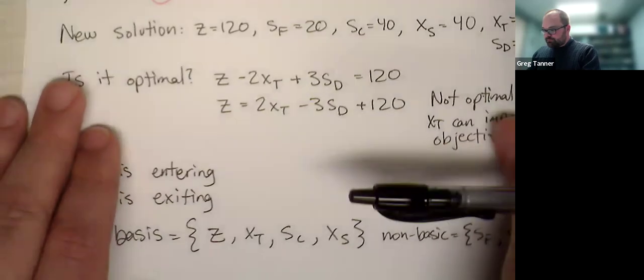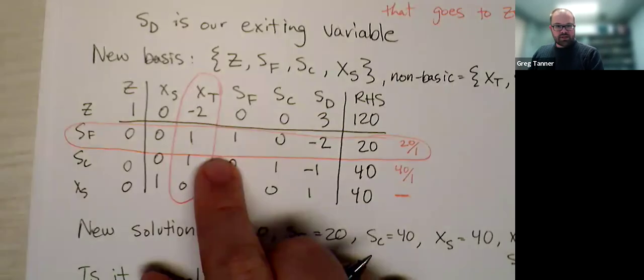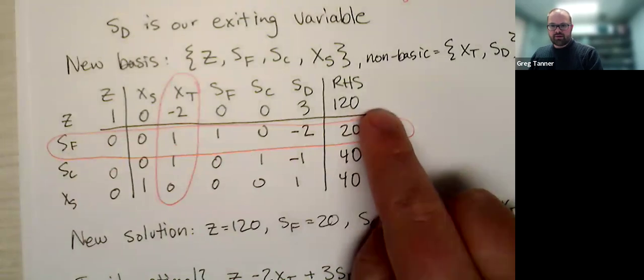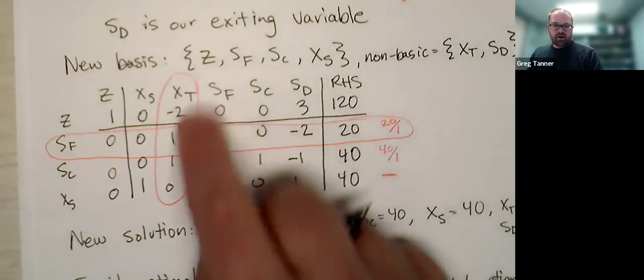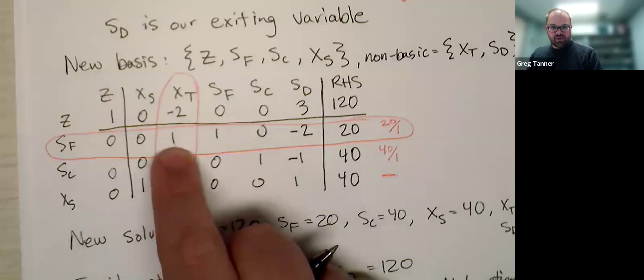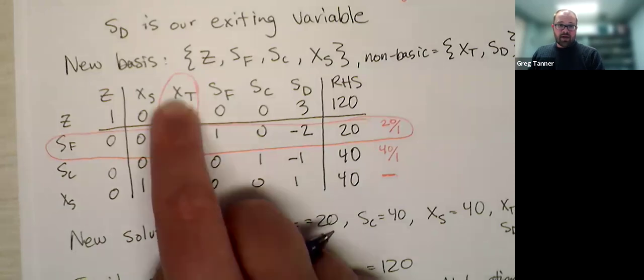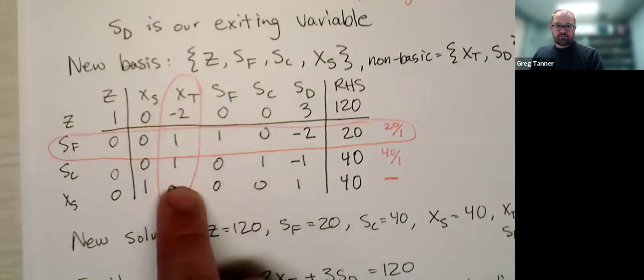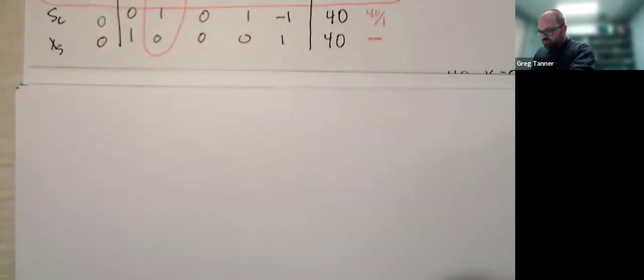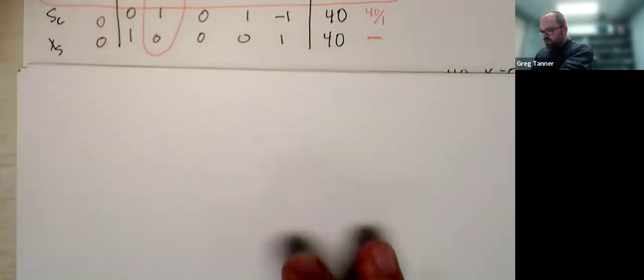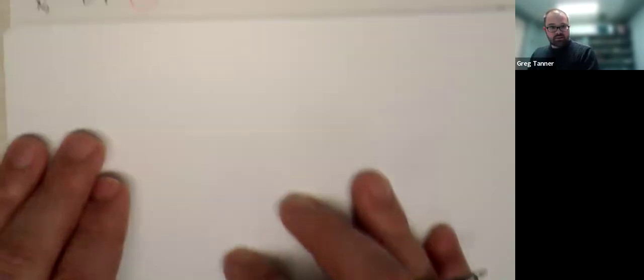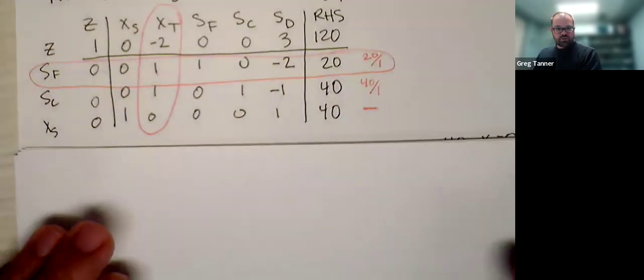Let's do another pivot. Looking up at this, we circled a row as our exiting variable and a column as our entering variable. This point here is what we pivot on. That means we want to turn this into a 1. Thankfully, it's already a 1. And we want to turn everything else in this column into zeros. So that's the goal. I'll get myself a new sheet of paper here.